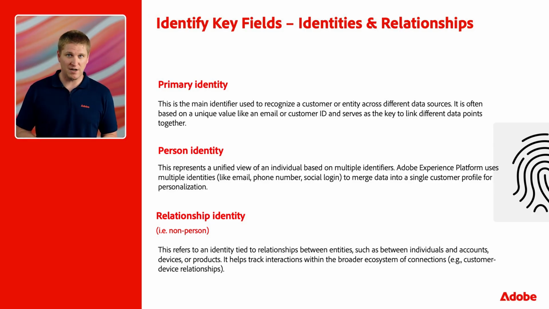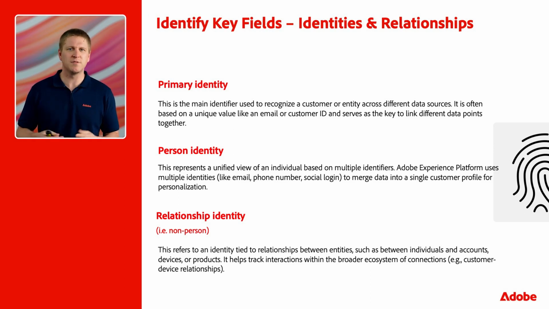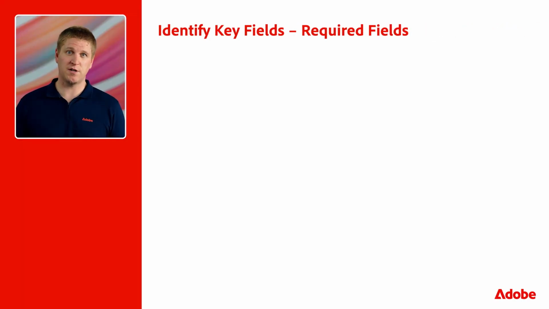The relationship identity is what we refer to as a non-person identifier. It's really used just to describe the relationships from one of these primary entity tables of the real-time customer profile to an associated dimensional entity table, or the lookups. These are never used for creating a unified view of a customer, and they do not participate in anything with identity graph. The second set of fields to identify are the required fields, which only apply to the tables labeled with an E, or the experience event data.